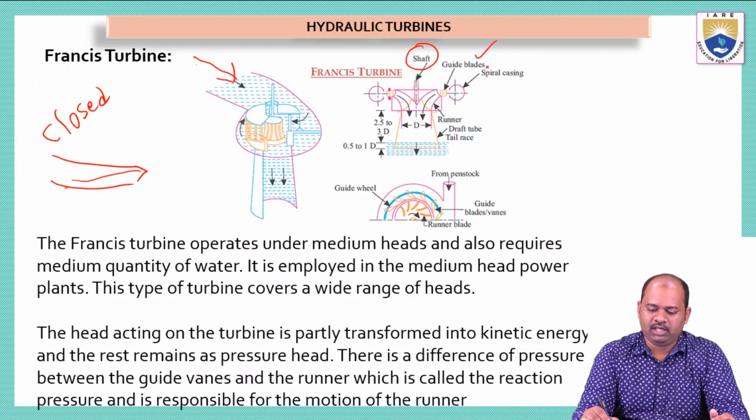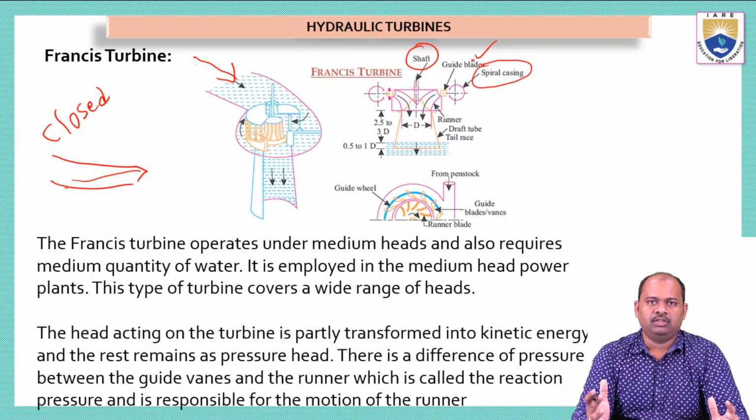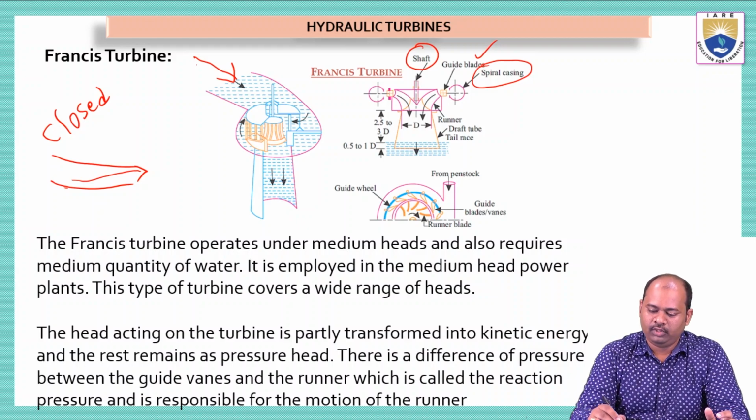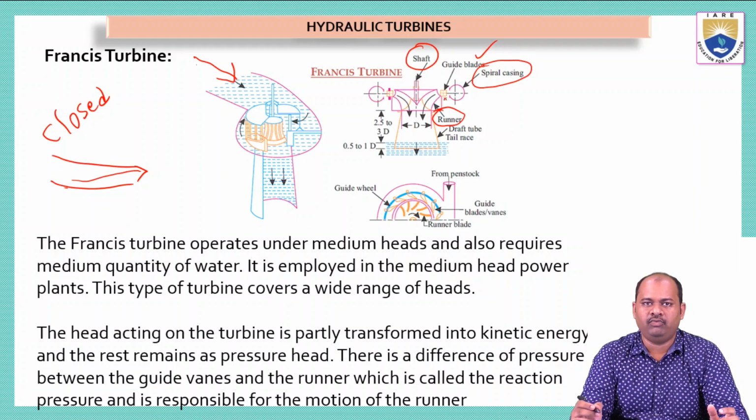And we have spiral casing. Spiral casing is nothing but a circular tube in which water will rotate before it enters into the turbine runner. And we have the runner here. This runner is nothing but a metallic wheel on which we have the vanes attached. These vanes are the main thing which are responsible for the rotation of the turbine.